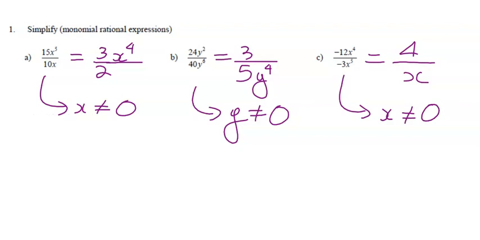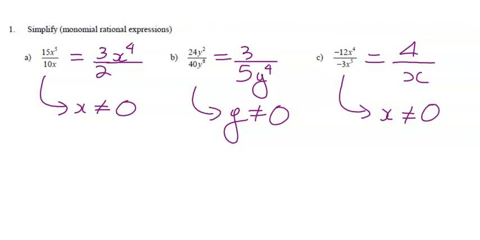And the forgotten step, because there was no factoring involved, so I can't skip the step, which was state restrictions. So restrictions are always stated after it's factored, but before it's simplified. So we look in the original expression, we've got a 10x in the bottom, so x cannot be 0. Look in the original, we've got a y to the 6th, so y cannot be 0. And we look at the original, or even the simplified form of the last one, still x cannot be 0.